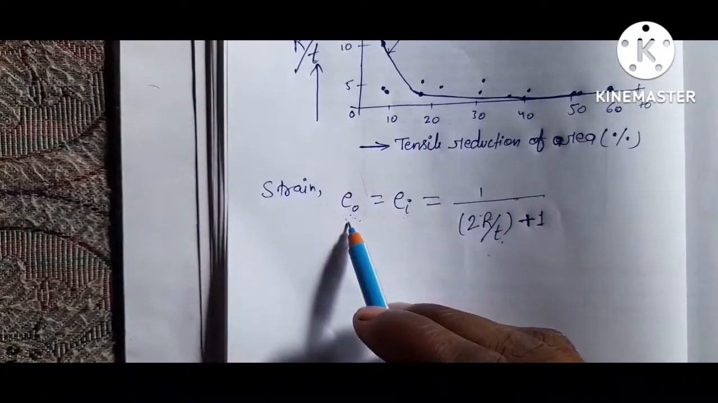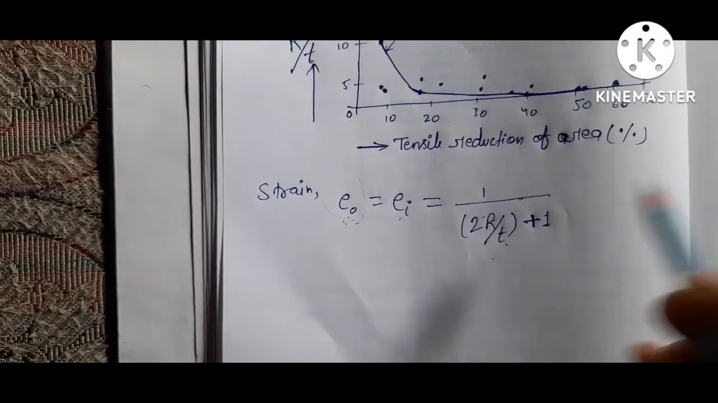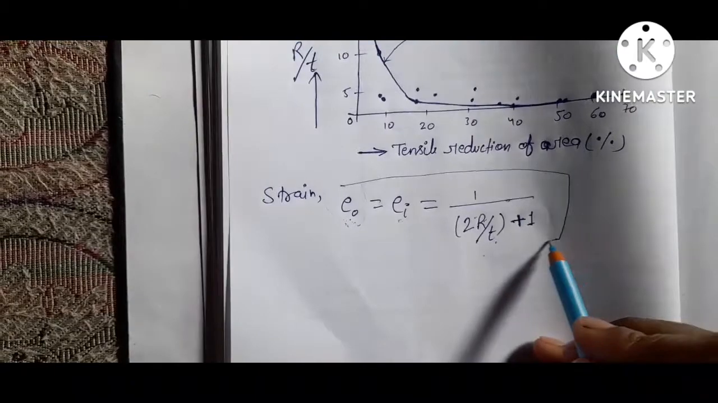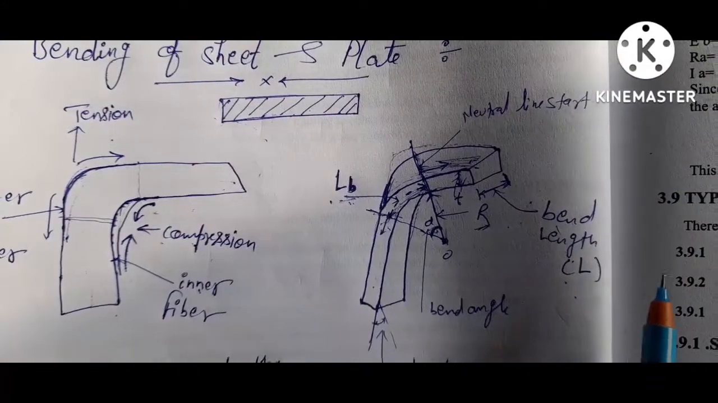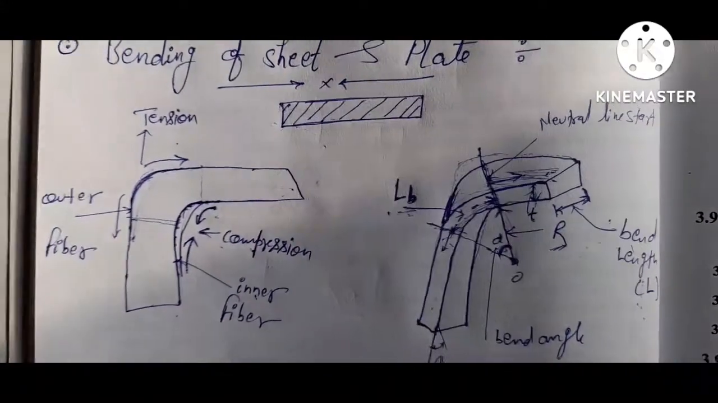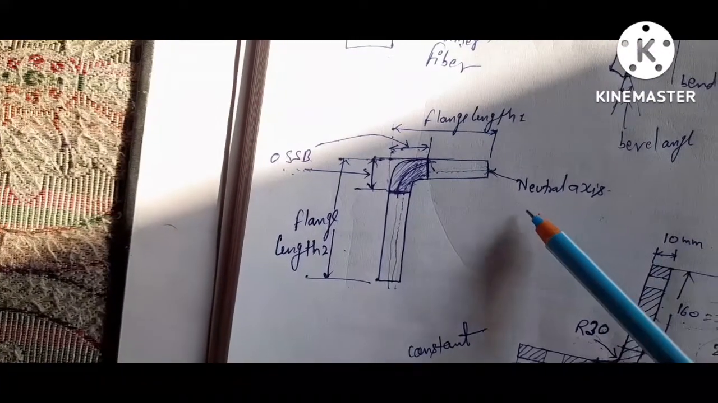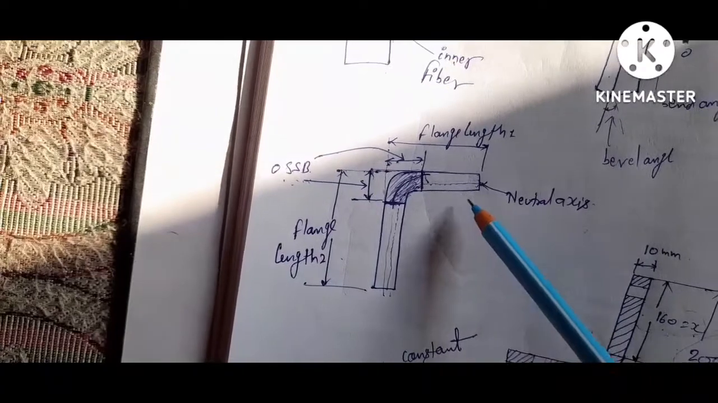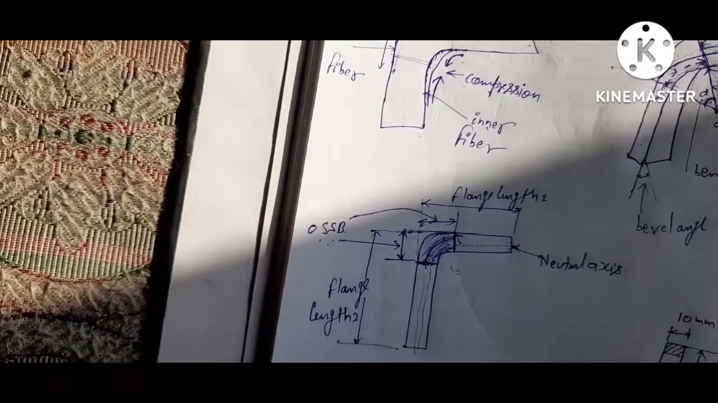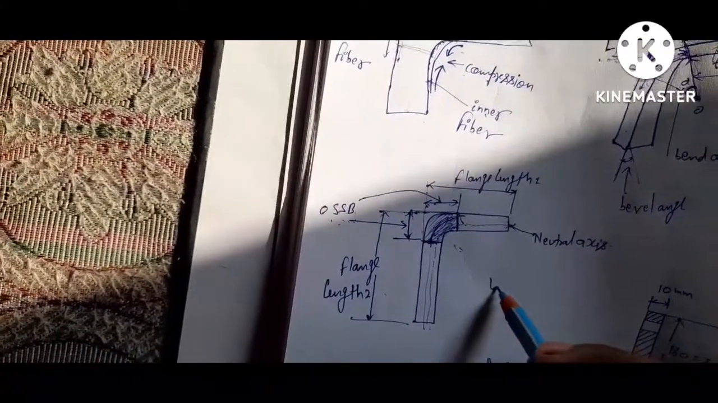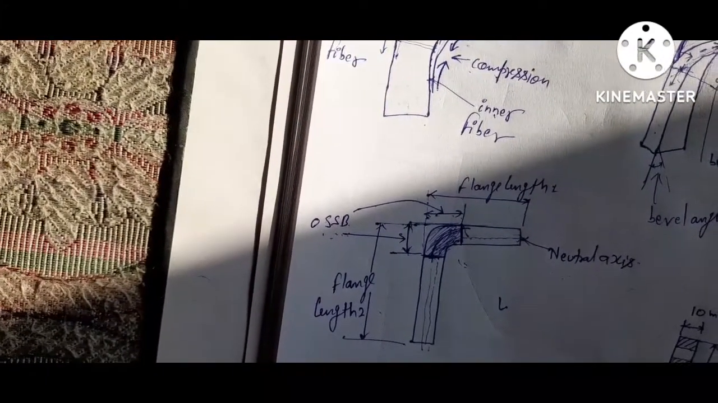The outer strain is denoted as EO and the inner strain as EI. So this is the value of the inner strain and outer strain. Friends, this is the bend length L. Due to the shifting of the neutral axis towards the inner surface, the bend length L is smaller in the outer region than in the inner region.